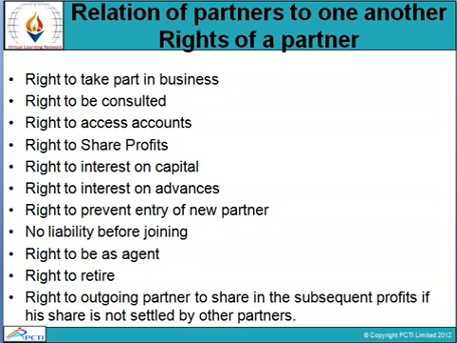Rights of the partners. First one is right to take part in business, right to consult it, right to access account, right to share profit, right to interest on capital, right to interest on advances, right to prevent entry of new partners, no liability before joining, right to be an agent, right to retire. Last one is right of outgoing partners to share in the subsequent profits if his share is not settled by other partners.